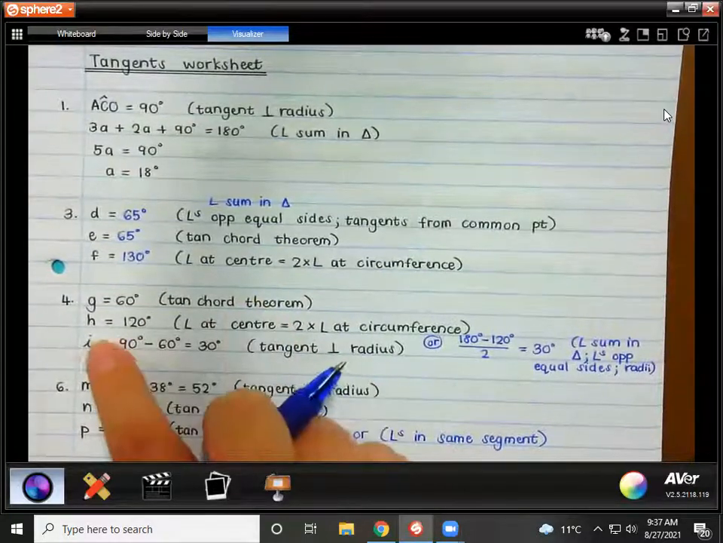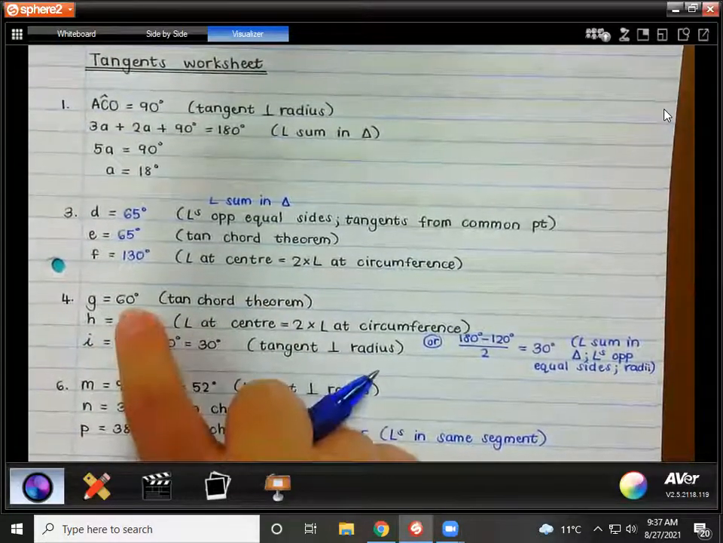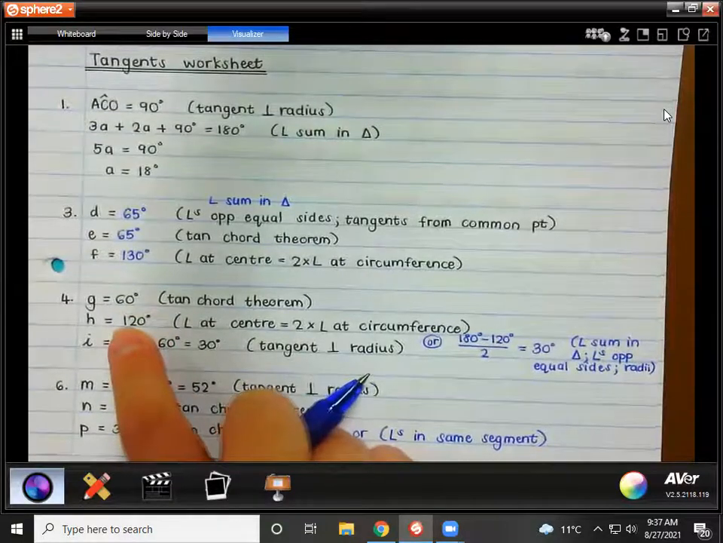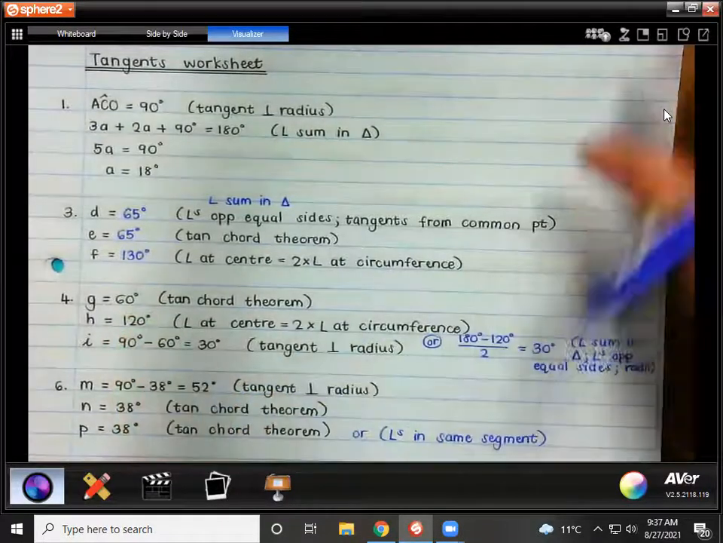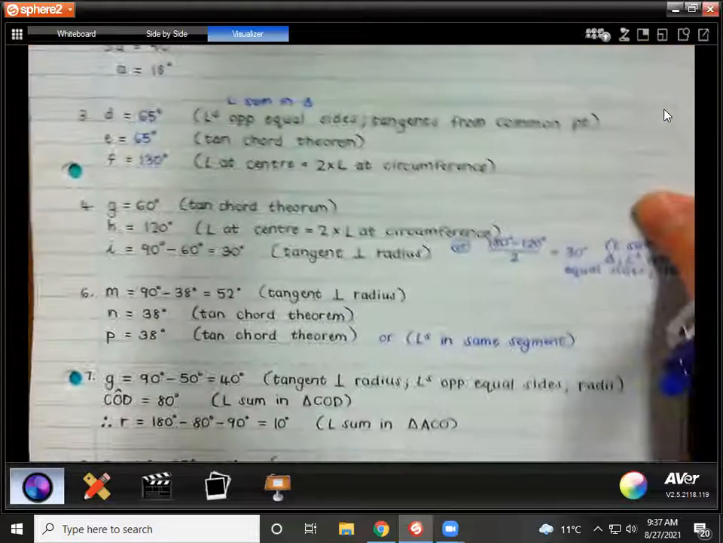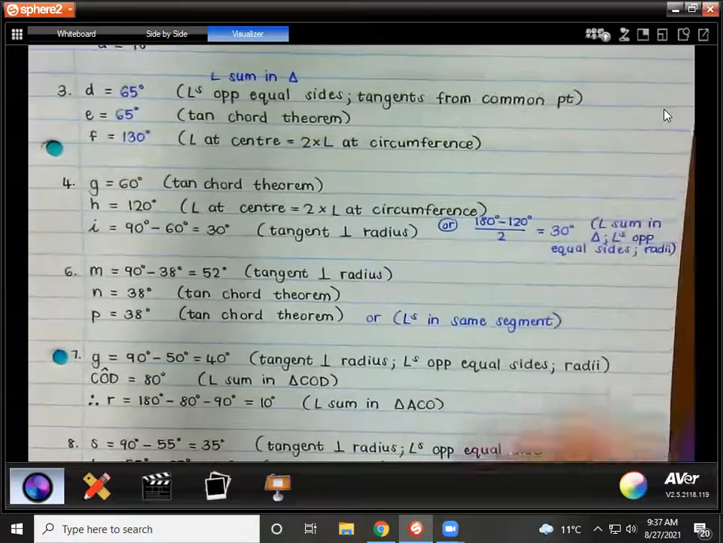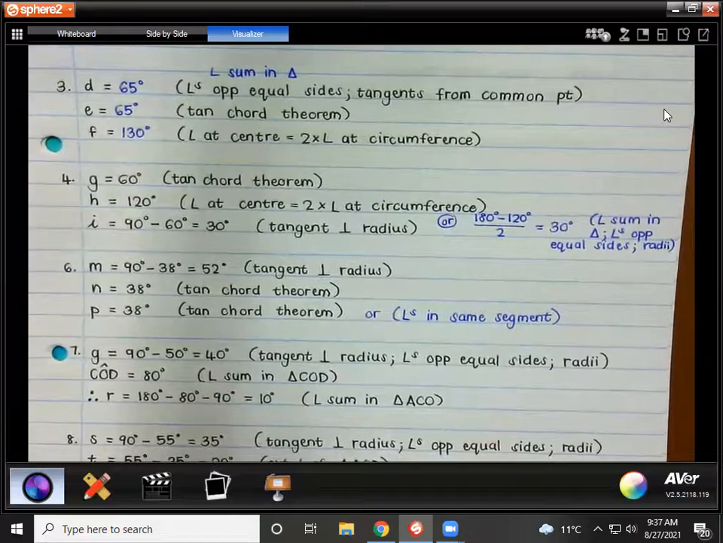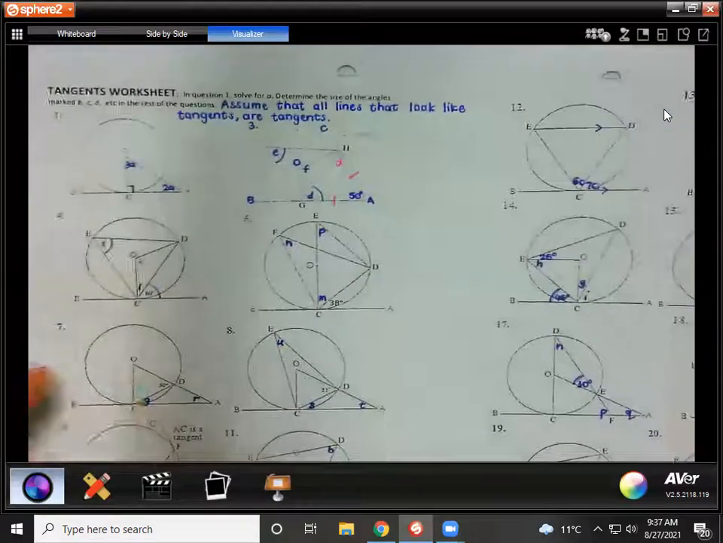Then H is the angle at the center, where G is at the circumference. 60 at the center will have to be 120, because we know that the angle at the center is always double the one at the circumference. So 120 degrees. And then for I, there were two things that you could have done.